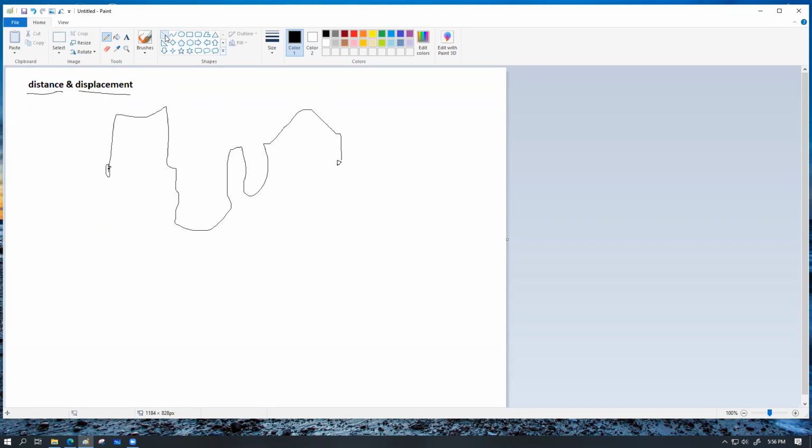Whereas displacement is going to be the linear distance starting from the starting point to the end point. Linear distance means only the straight line distance, and the direction is going to be from start to end. So it is also going to come along with a direction. So that's the basic difference between distance and displacement.